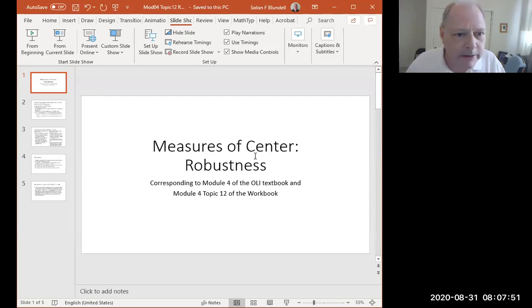So this presentation is more about measures of center. We have three measures of center so far: the mean, the median, and the mode. And this is going to compare those three measures of center with respect to a particular characteristic, a quality of statistics called robustness. I'm going to illustrate with an example of what the robustness of a statistic means, and then compare the three different measures of center to see which one is more robust. It's generally good to be robust, but that's not the only consideration in deciding which statistic to use.